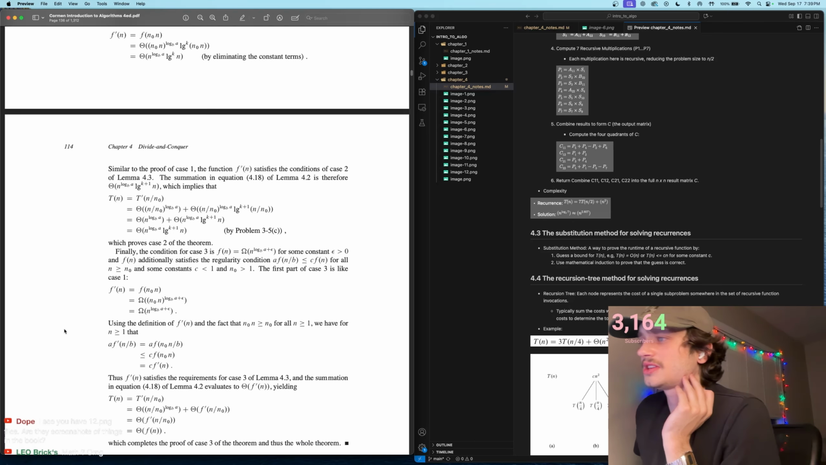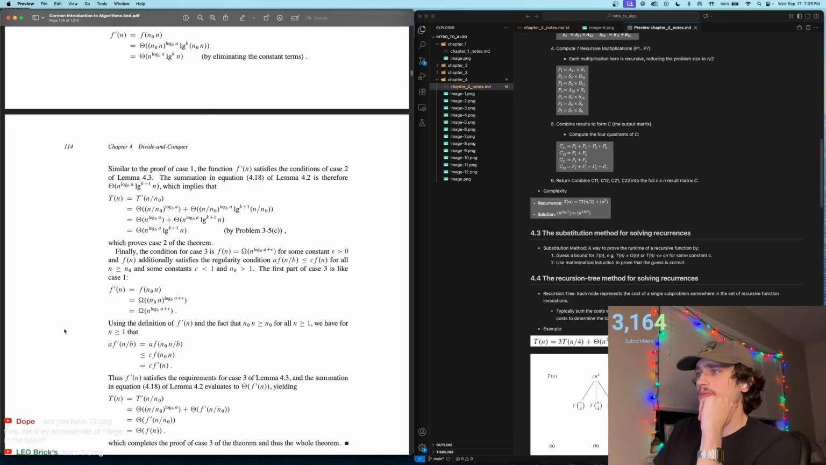Finally, the condition for case 3 is f of n is equal to big omega of this for some constant epsilon greater than 0, and f of n additionally satisfies the regularity condition for all n values greater than or equal to n naught, and for this to be true. The first part of case 3 is like case 1. F prime of n equals this, which reduces down to here.